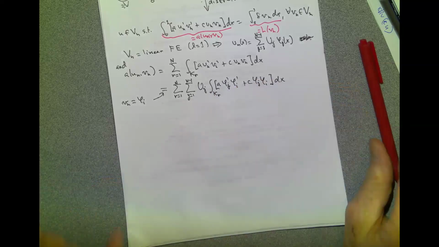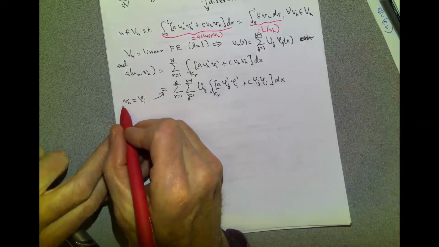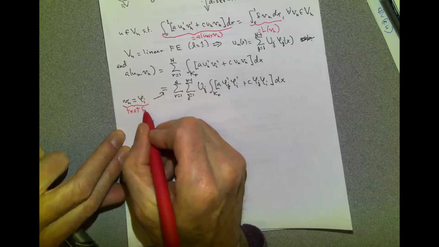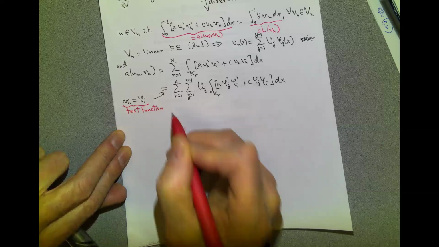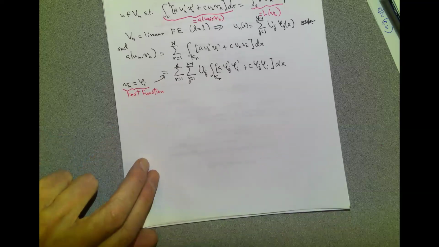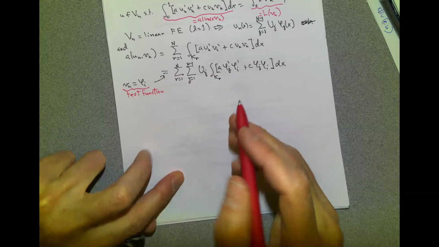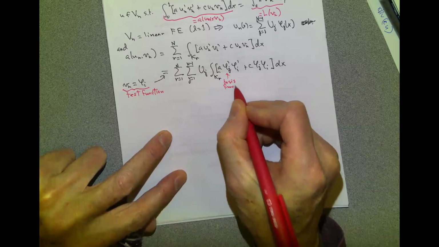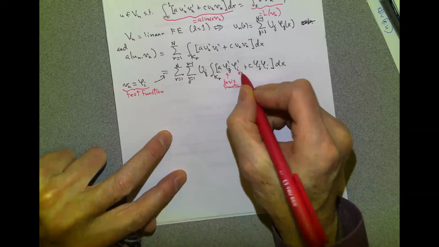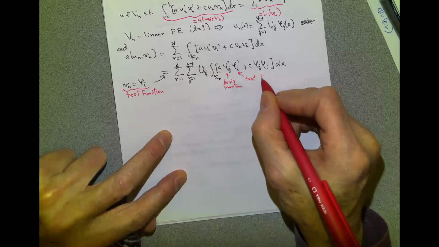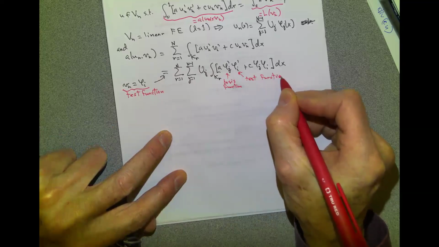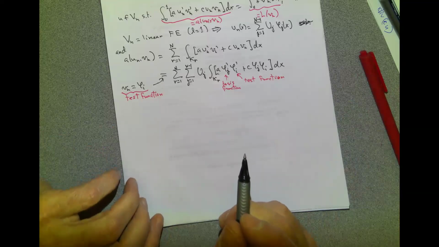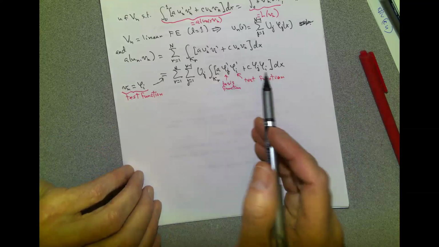Now we give a name to that. We call this the test function. It happens to be the same as the basis function, but it's not always the case. Sometimes it's different. So the phi_j are the basis function. These are the basis function, and these are the test function. They are the same for our problem now, but they are not always the same. Keep this in mind.